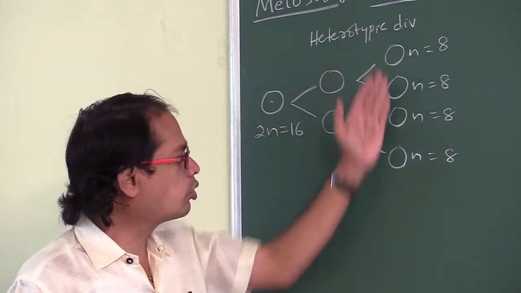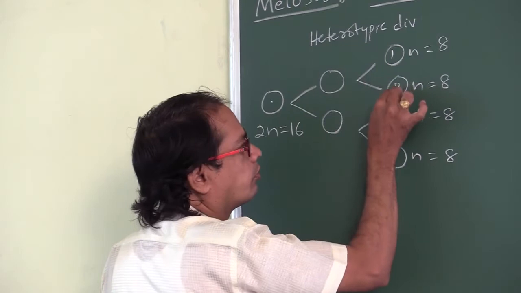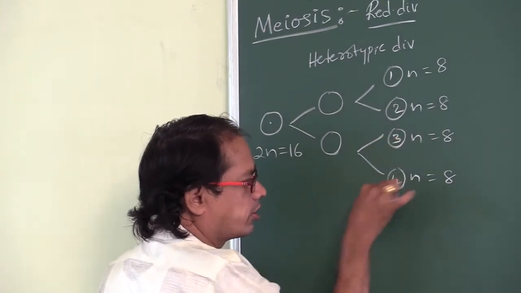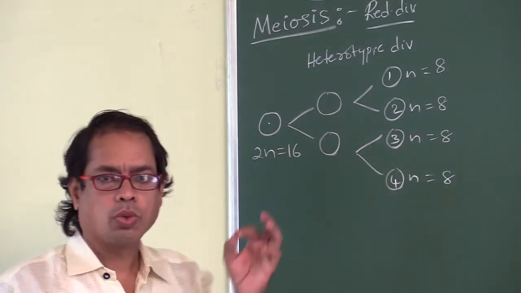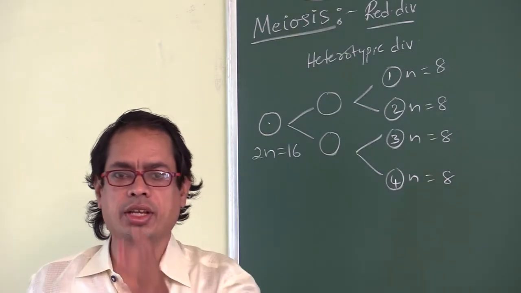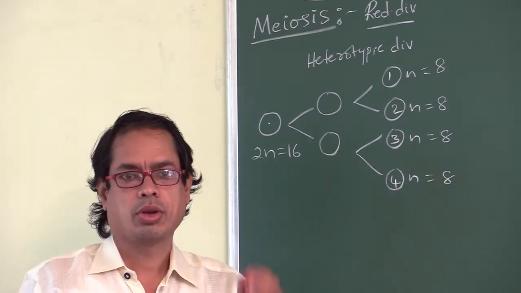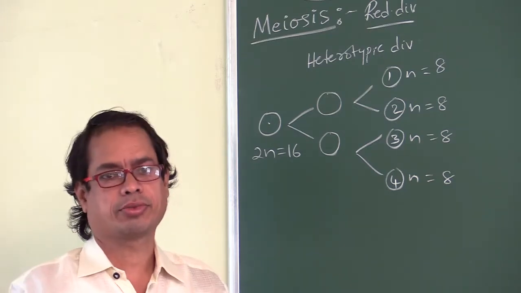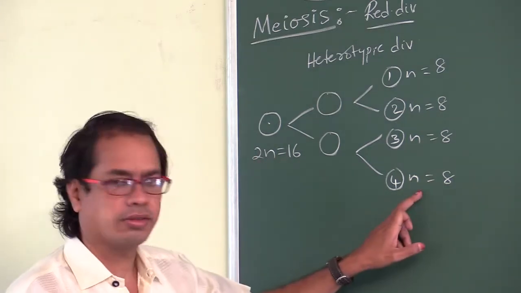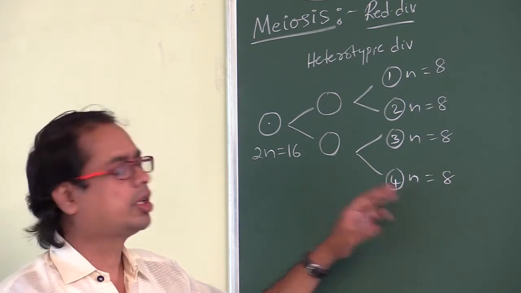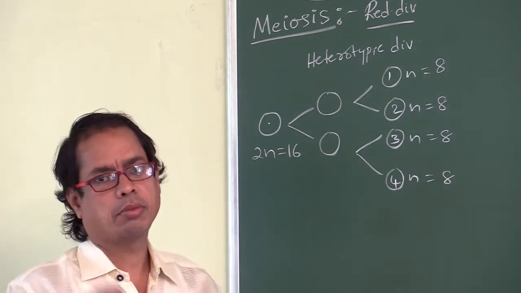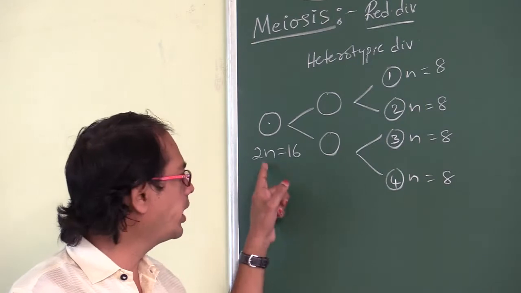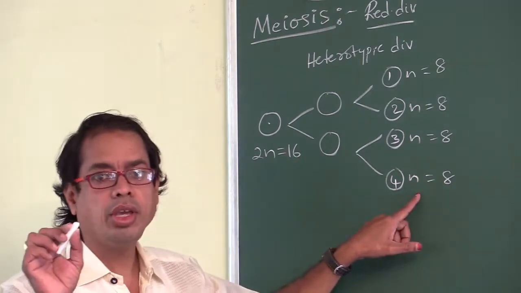One cell becomes how many daughter cells? 4 daughter cells. One cell becomes 4 cells means meiosis. One cell becomes 2 cells means mitosis. 2n becomes n, that is meiosis. If 2n becomes 2n, that means mitosis. 2n becomes n means meiosis.